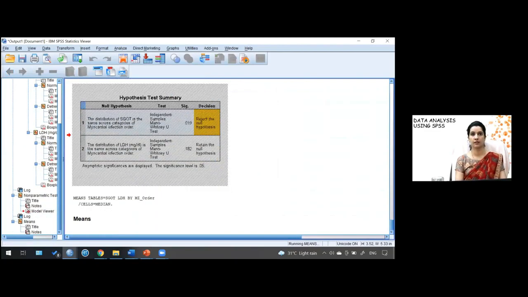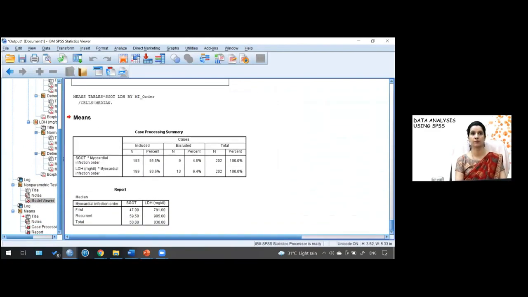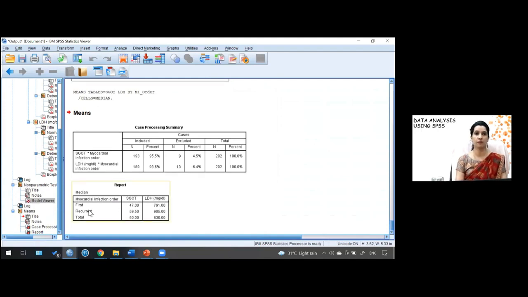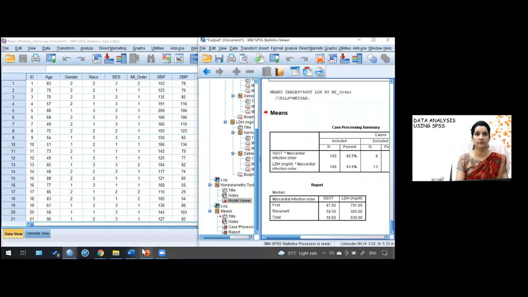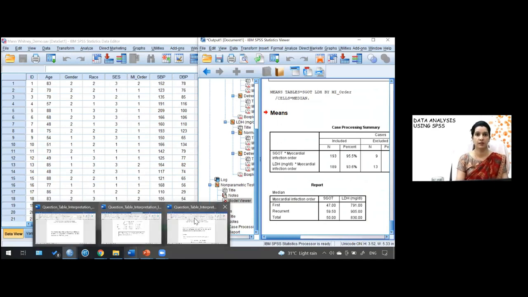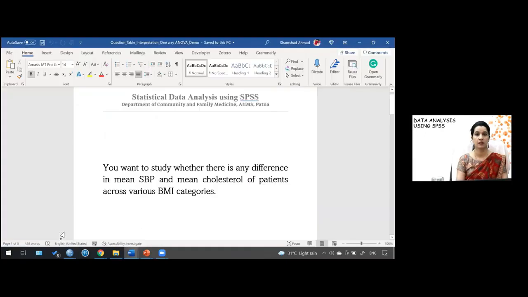So in the output, you can see the median value. The median of first order MI was 47 for SGOT, and this is the recurrent order. LDH is 791 and recurrent is 905. So if I have to report this result in a table, then how will I do it? This is the, no, this was not the one, sorry.